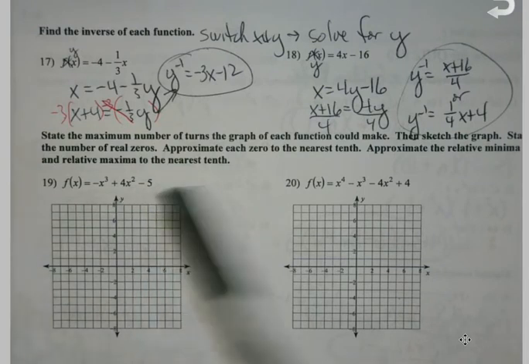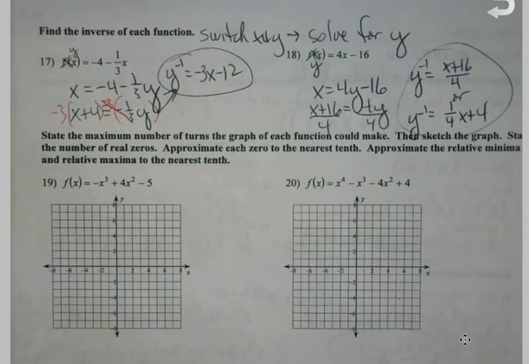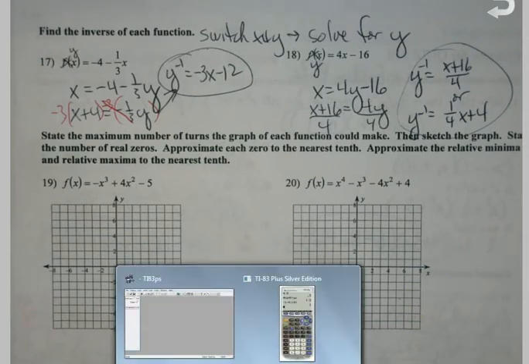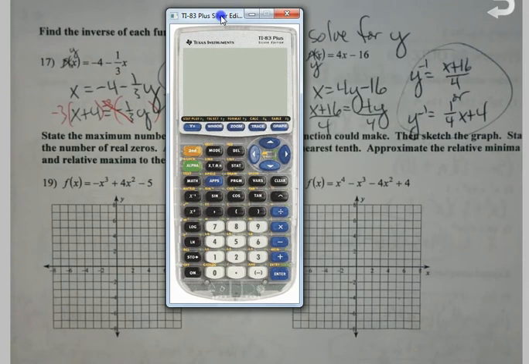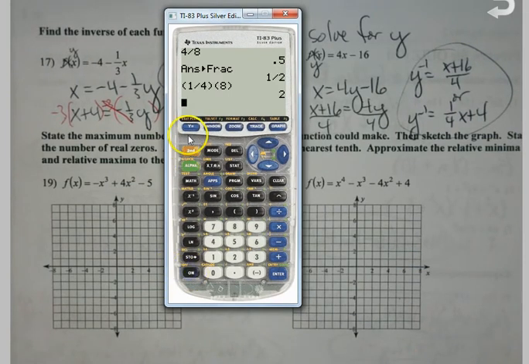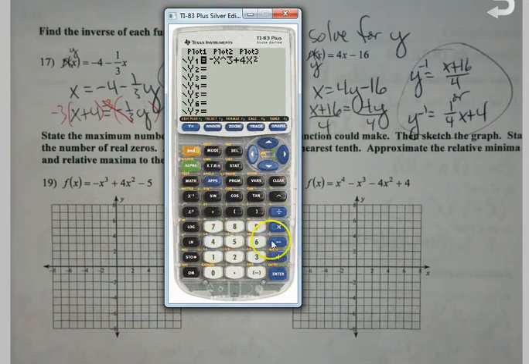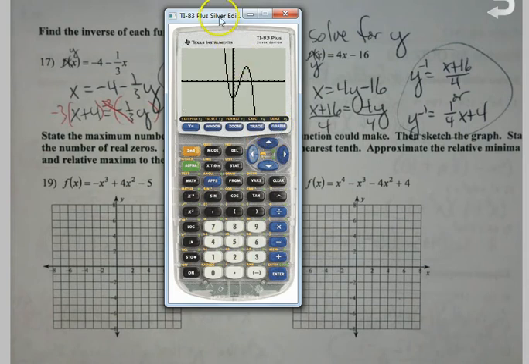So 19 and 20, we're going to get a little help from the calculator. State the maximum number of turns the graph of each function could make. Sketch the graph. State the number of zeros. Approximate the zeros to the nearest tenth. Approximate the minima and maxima to the nearest tenth. Okay, we got lots of things going on here. So first things first. So we're going to graph.